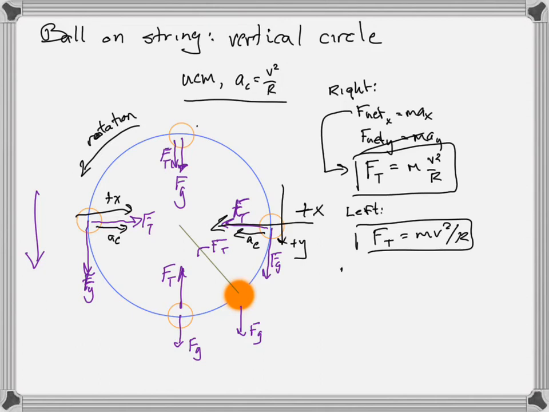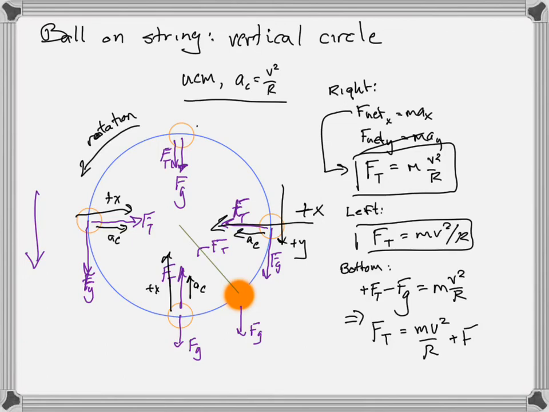And what about the bottom? Let's go ahead and do the bottom. The acceleration is towards the center of the circle, so I'm going to choose up, towards the center, as the plus x direction. Now both Ft and Fg have x components, and Ft is in the plus x direction, and Fg is in the minus x direction. So Ft minus Fg equals ma, and acceleration is v squared over r. Therefore, Ft is equal to mv squared over r plus Fg.